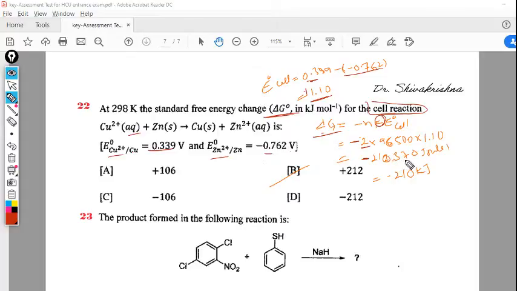2,10,370, sorry, in joules. If I convert it to kilojoules, it is multiplied by 10 to the power minus 3, or divide by 1000. So it's going to give 210 kilojoules, which is minus. So this is not the option. Option D is the correct answer. There was a mistake while submitting. Okay, next.